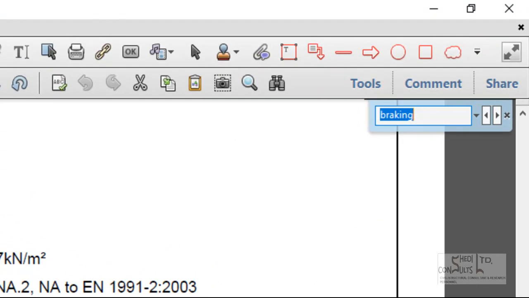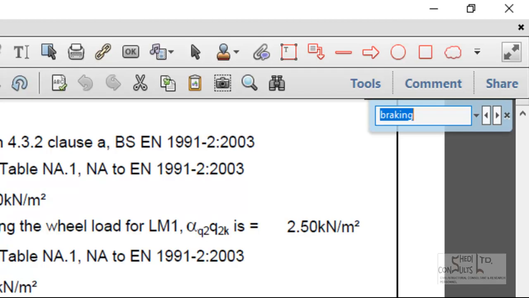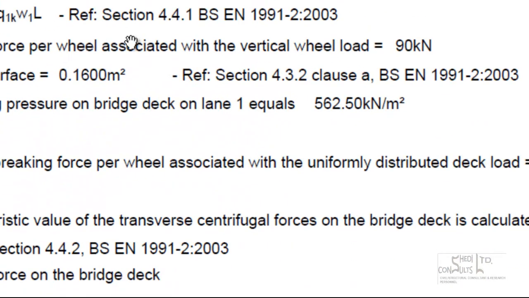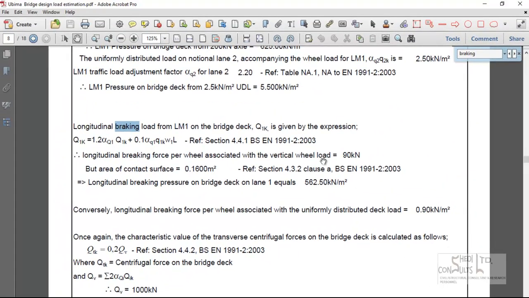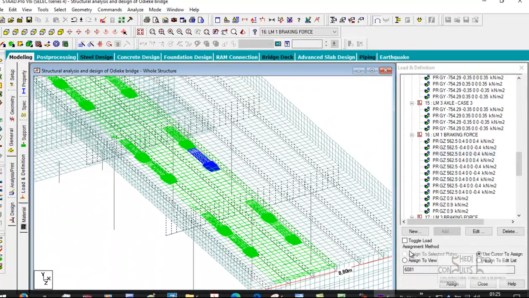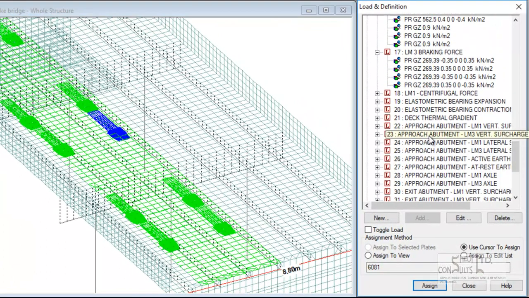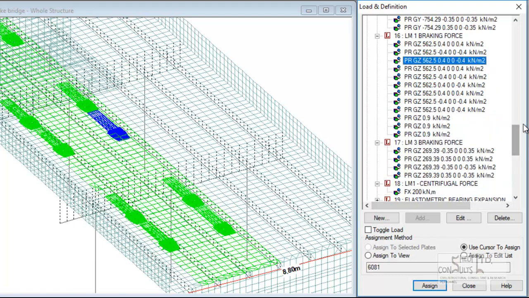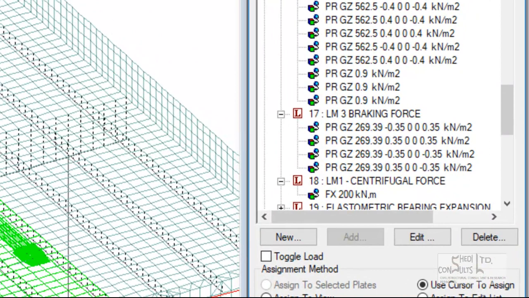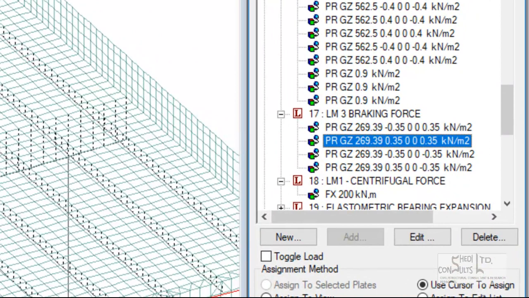These are longitudinal braking forces for the deck. You also calculate braking forces for the abutments. The way you derive it for the abutment is different from how it is derived for the deck. You can see, for lane 1 you have 562.5 kilonewton. That's what was applied. Now you move to calculate the centrifugal force for LM1. Mind you, calculate the braking force for LM1 and then the braking force for LM3 as well.